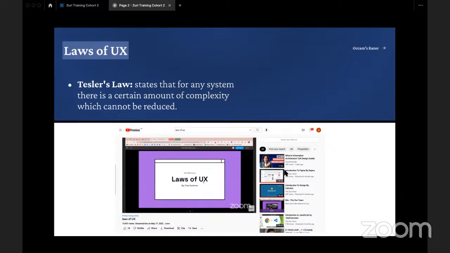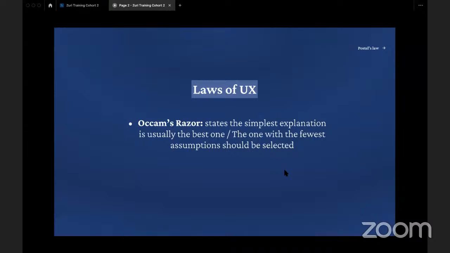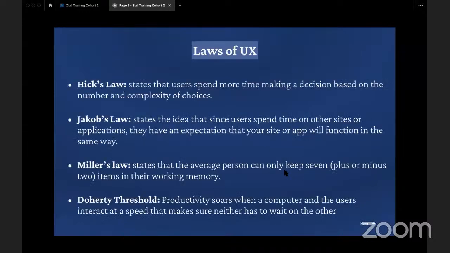So I hope I've answered. Here's the question again. Oluwafemi, I hope I've answered your question that says, can we use one or more laws in a particular design, or we have to choose one? So with that, I will be going to the next one, Jacob's law.